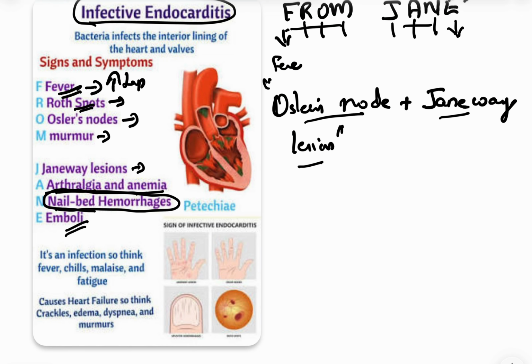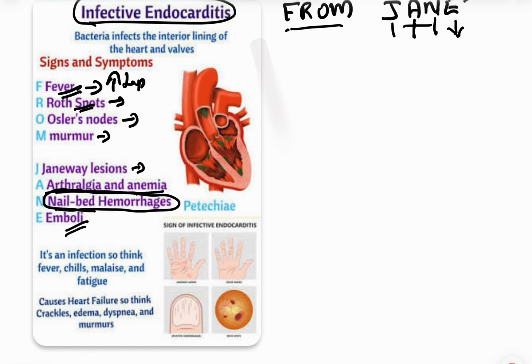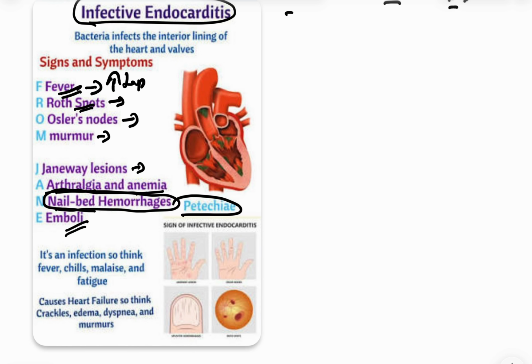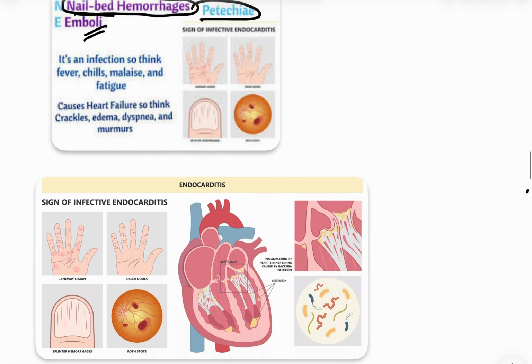Other than Osler's node and Janeway lesion, the patient will have cardiac murmur, arthralgia, anemia, nail bed hemorrhage and emboli. One more here, petechia is also there. So remember, from Jane P. P is for petechia. So what is the Osler's node or Roth spot or nail bed or all these things?